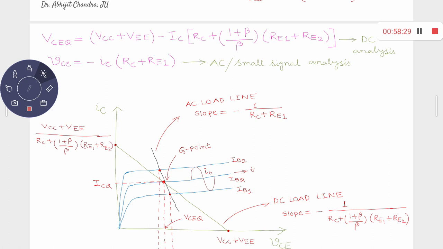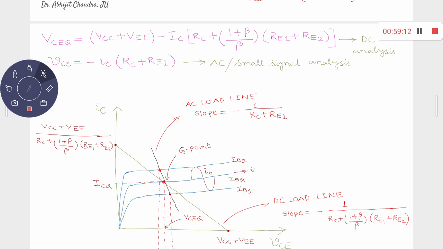Now, if IC is equal to 0, what is the expression for your VCEQ? VCC plus VEE. Over here, if you put IC equal to 0, VCEQ is equal to VCC plus VEE, so that is one point. And then VCEQ is equal to 0. What is IC? VCC plus VEE upon this entire thing. Right? Once you identify these two extreme points, you'll be able to draw the load line. You connect these two points.